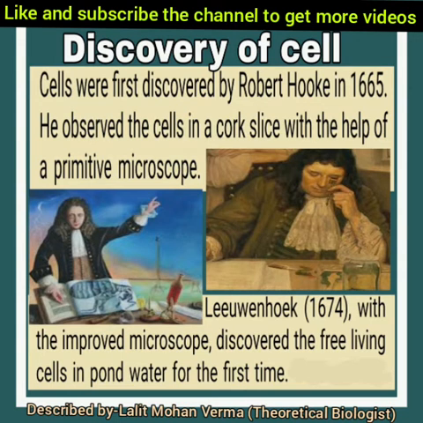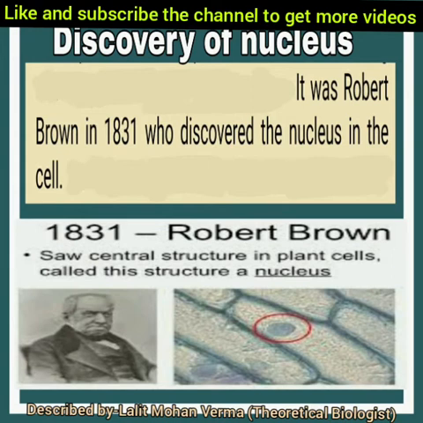Different scientists suggested different theories about the cell. It was Robert Brown, you can see on your screen, who saw a central structure in the plant cell and called this structure a nucleus. Robert Brown, who was Robert Brown? A Scottish botanist.